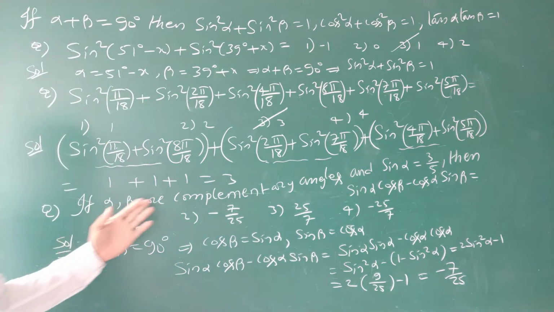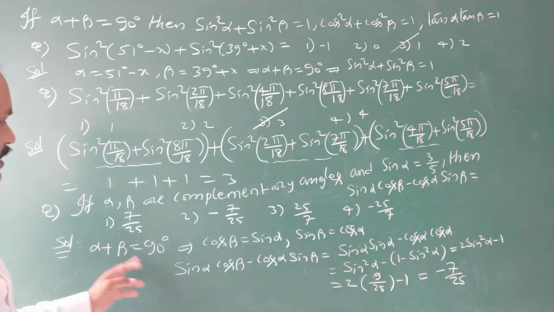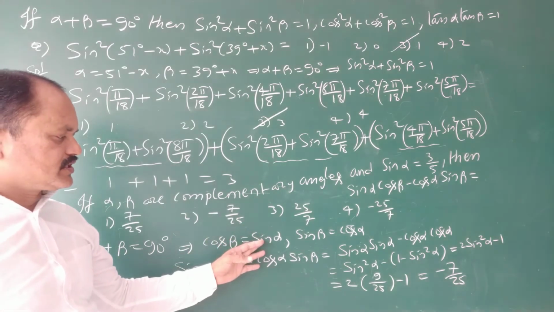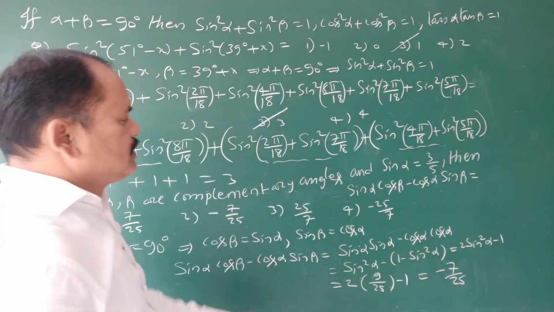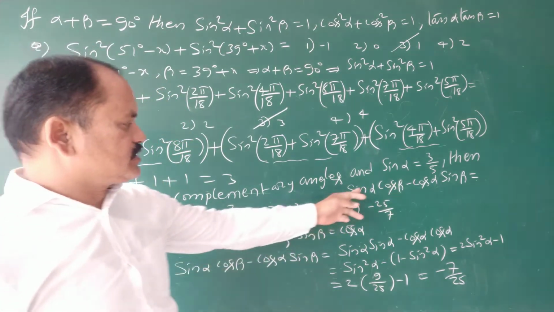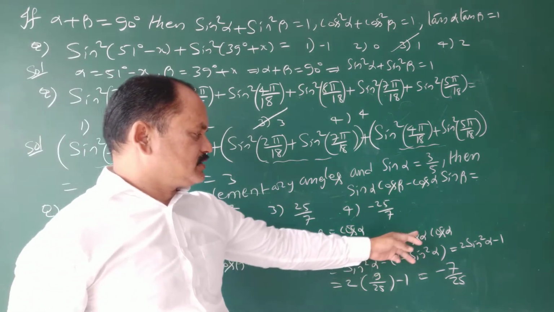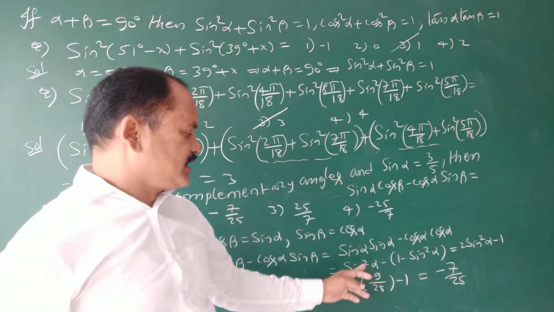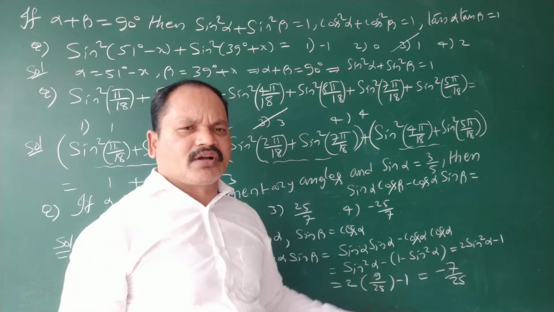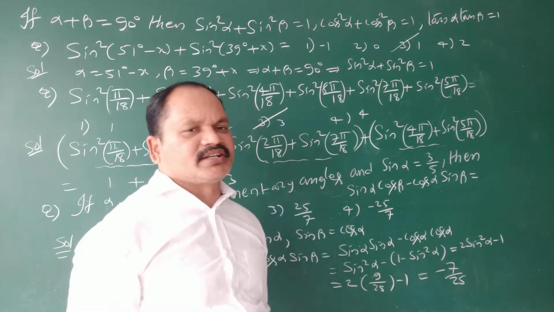So you know that alpha and beta are complementary angles means alpha plus beta is 90. If alpha plus beta is 90, then cos beta is equal to sin alpha and sin beta is equal to cos alpha. That's why you have to substitute in place of cos beta. Take sin alpha cos beta minus cos alpha sin beta: cos beta becomes sin alpha, sin beta becomes cos alpha. That's why it is sin square alpha minus cos alpha into cos alpha, cos square alpha. In cos square alpha, what do we have to write? 1 minus sin square alpha.